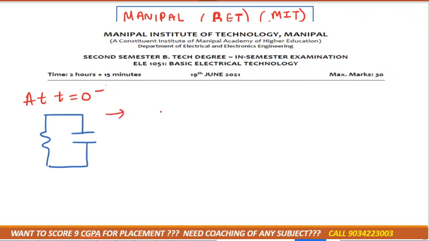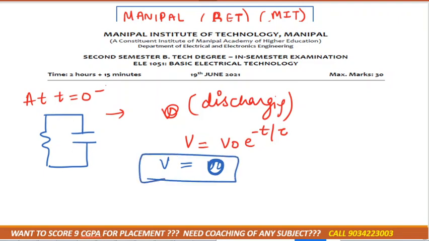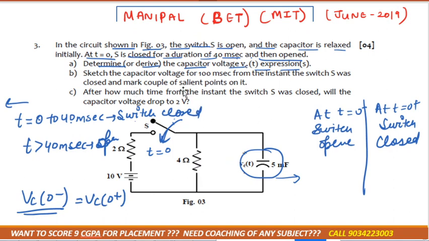So in this case the equation would be for the discharging condition, and in the discharging condition V is equal to V naught e raised to power minus t by tau, where V naught is 0 because in this condition there is no voltage across the capacitor. So the voltage across the capacitor is always 0 for this case.